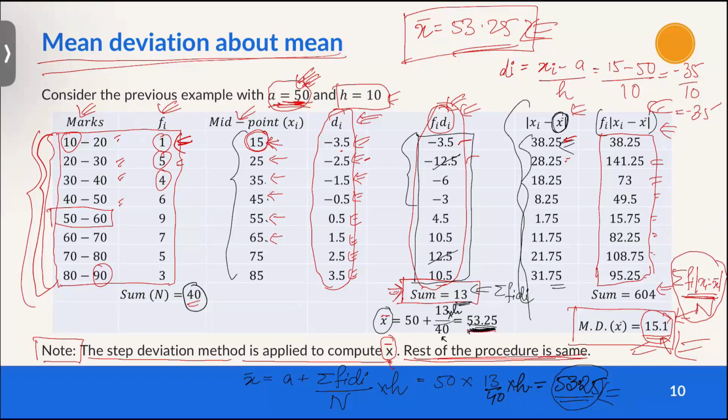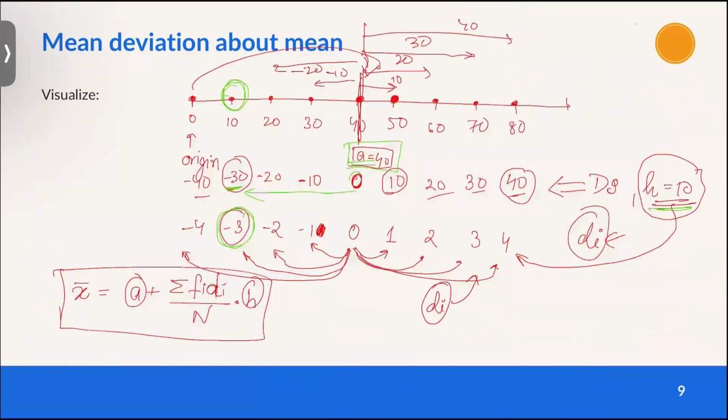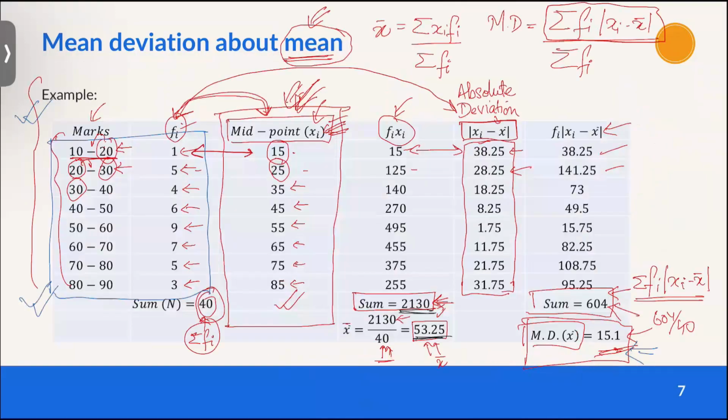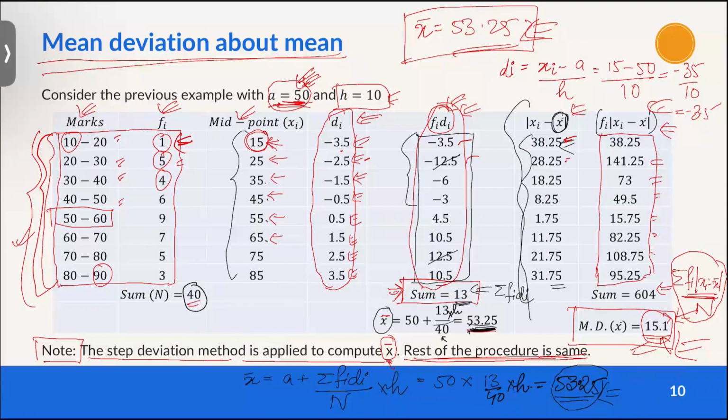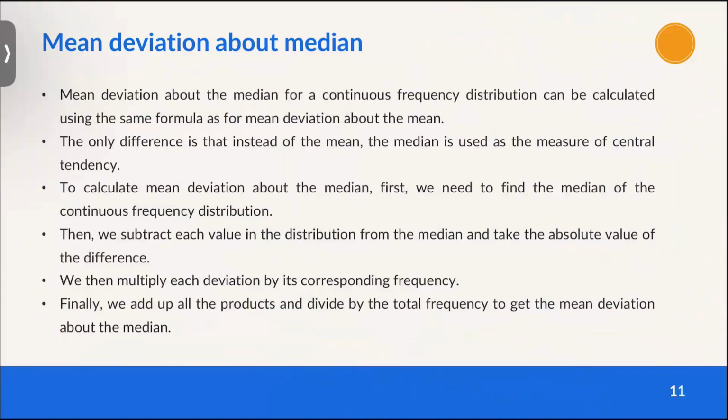In this way, when you practice, you will know the steps to calculate the mean deviation. I hope you understand what the step deviation method is and how it helps to calculate the mean. Both methods, the earlier one and the step deviation method, do the same thing. Only the step deviation method helps to calculate the mean in an easier way.